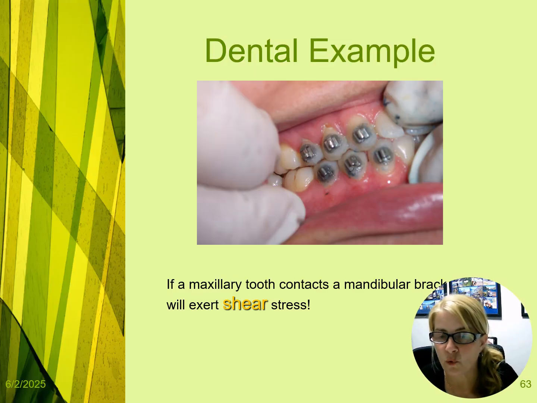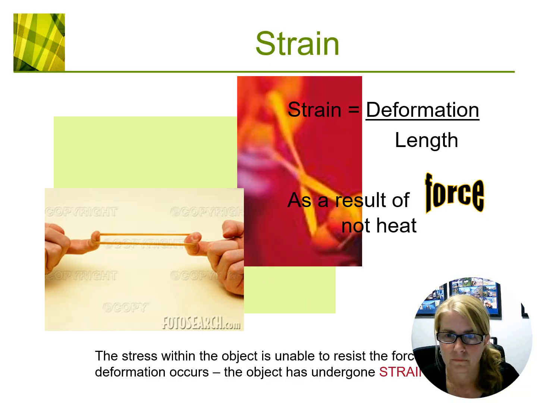So when putting on orthobrackets, we need to make sure that the tooth on the opposing arch is not hitting the bracket. Because if a maxillary tooth or a mandibular tooth, depending on where it's at, if a maxillary tooth contacts a mandibular bracket, it will exert shear stress. And orthodontic cement doesn't hold up well to shear stress. You're going to end up losing a bracket.